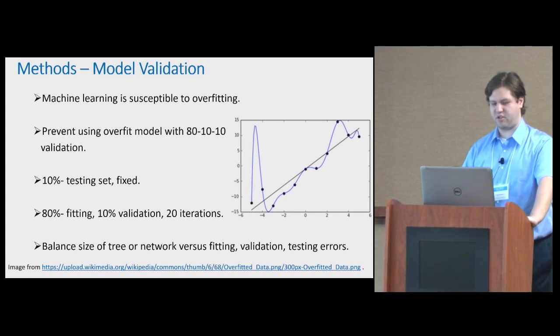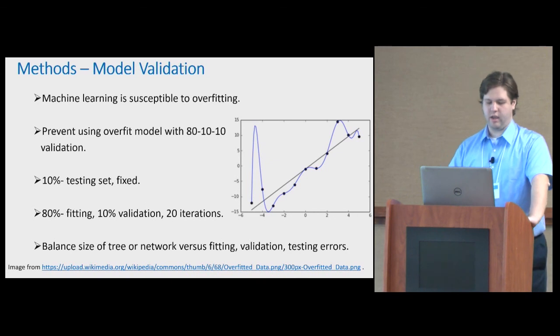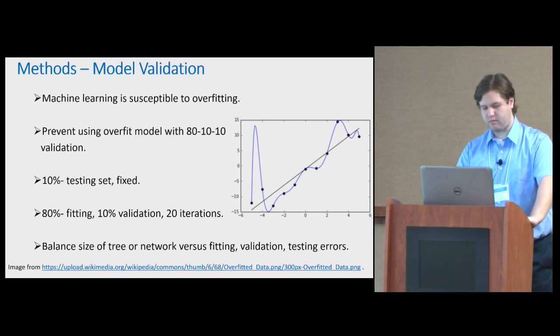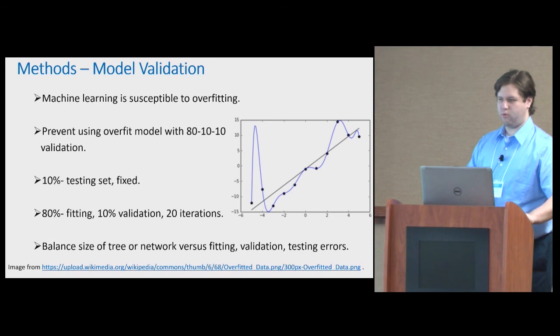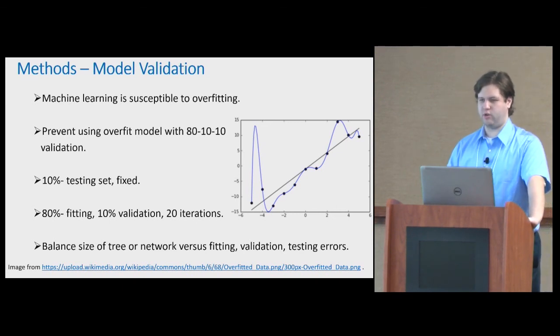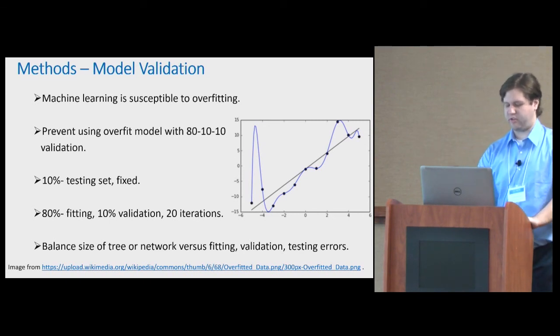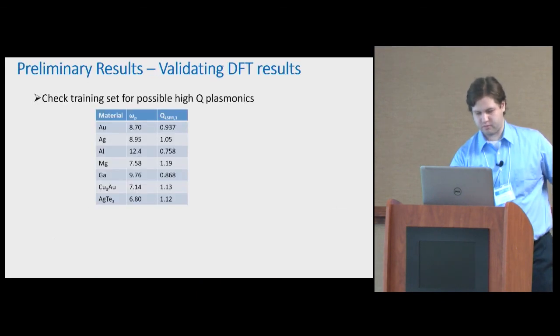This is left fixed. Then we perform numerous iterations in which 80% of the data is used to fit the model and 10% is used to validate the model. This allows us to test that the models found are not too dependent on the training set, and it allows us to balance the size of a tree or a network versus the fitting, validation, and testing errors.